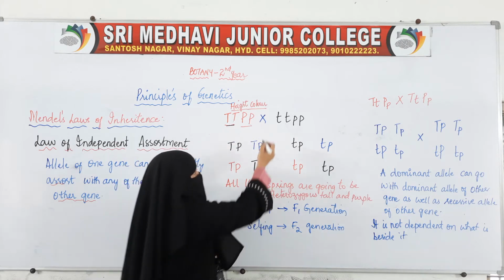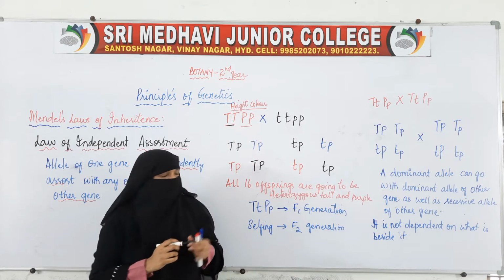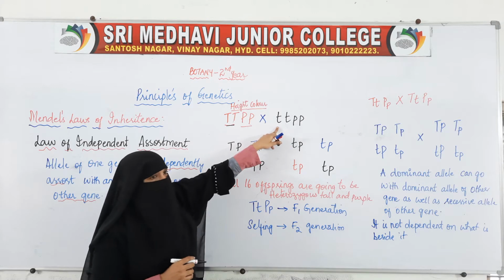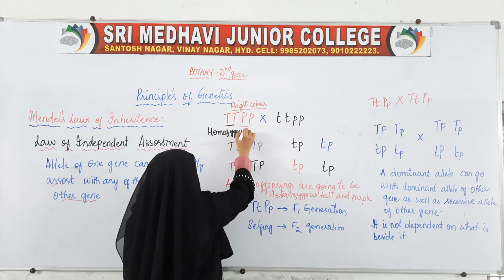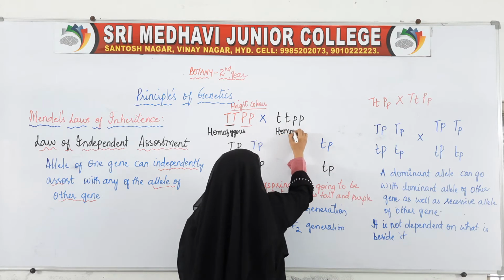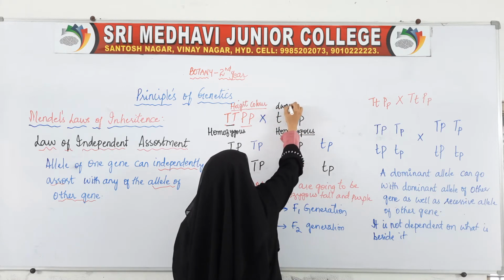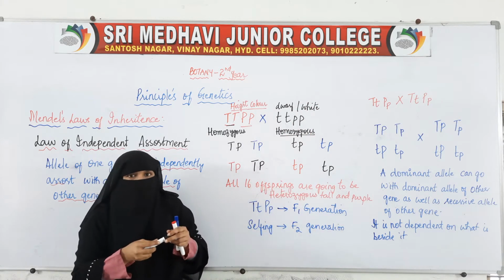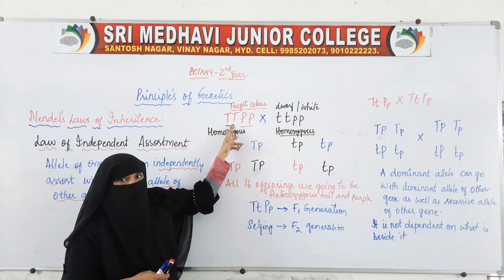Now when we start a cross, we start with the pure line. So here this is pure tall and pure purple, homozygous tall and purple. This other one is also homozygous, and this is dwarf and white. Homozygous dwarf and white.